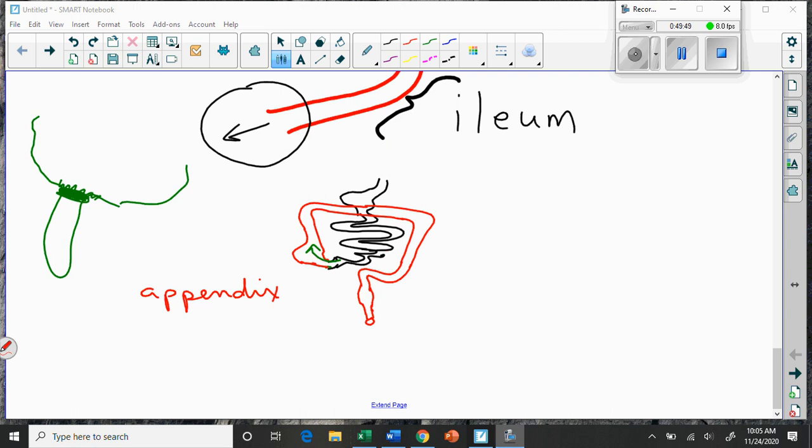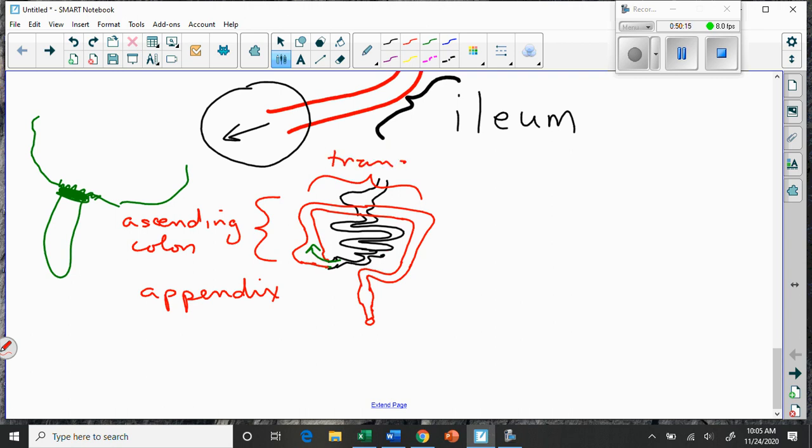All right, so the colon is divided up. This side over here, in your body, is kind of going up the right side of your body, so it's called the ascending colon. And then the part over here, which is kind of going across underneath your rib cage, is called the transverse colon. Then there's a part over here that's going down on your left side, which is called the descending colon.